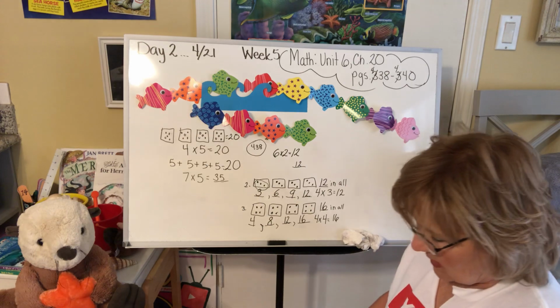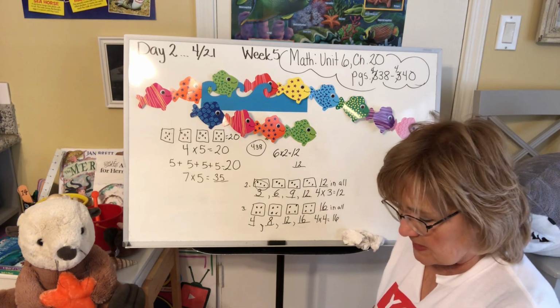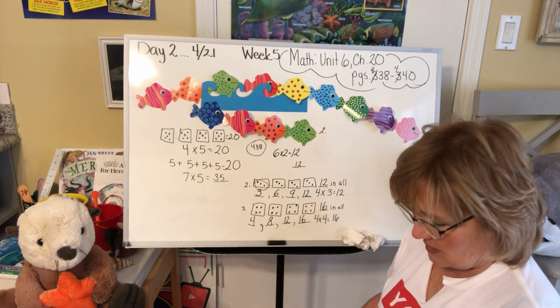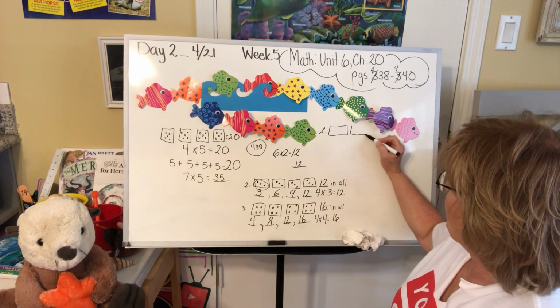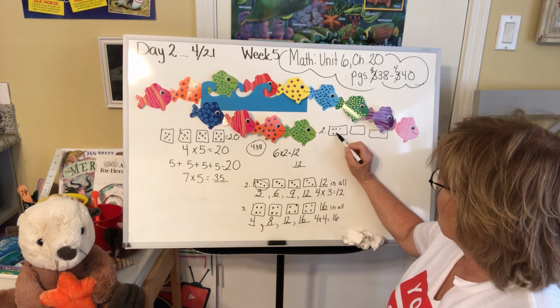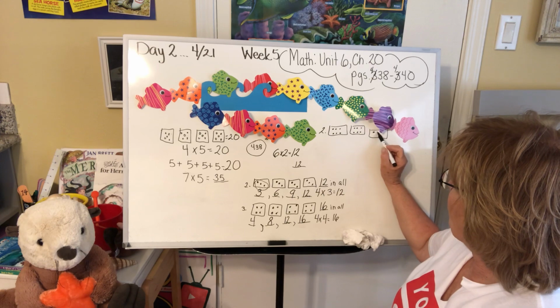440. I believe they did number 1 for you. If not, go ahead and do it, but let's go down to number 2. And they want you to draw 3 groups of 6. So go ahead and make 3 groups, and you're going to put 6 dots in each. So you can pause me and do that and then come back.